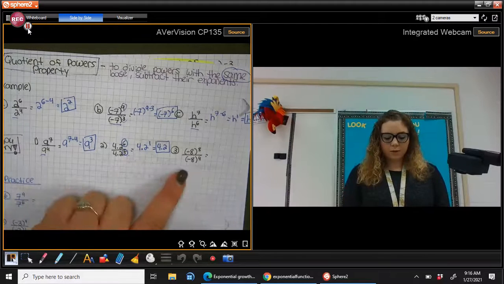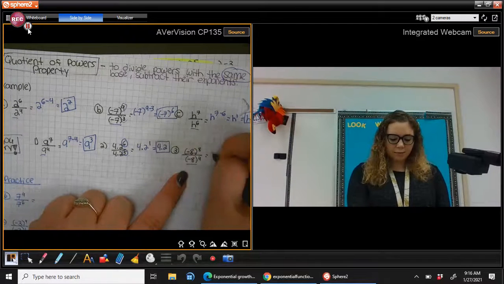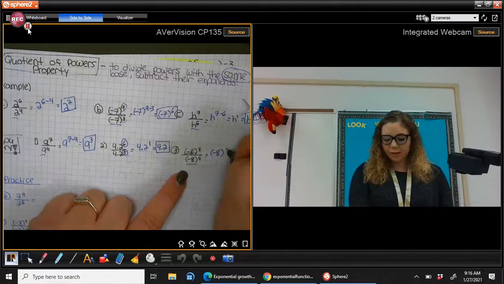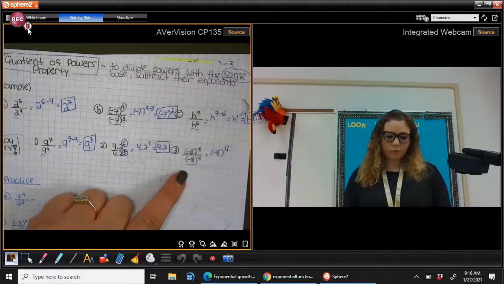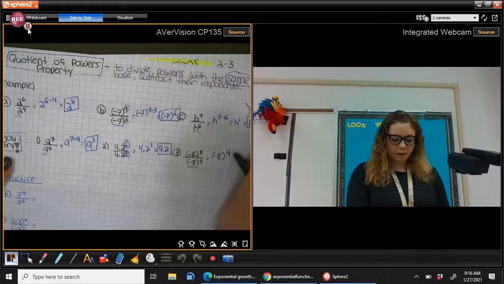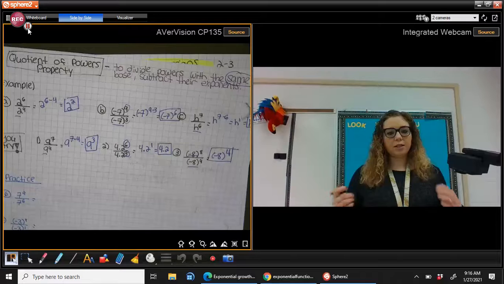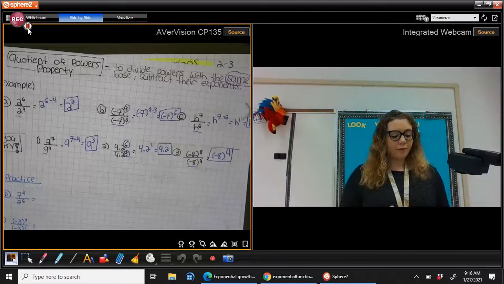Okay, let's look at this one. Bases are the same. Subtract my exponents. 8 minus 4 is going to give me 4. Okay, and this is my answer. Okay, so this one is very straightforward and it is fun.